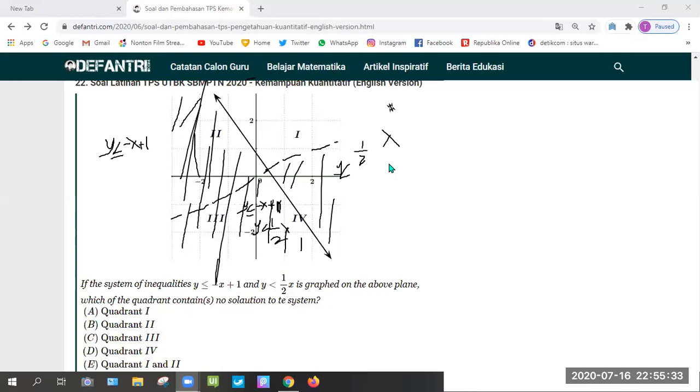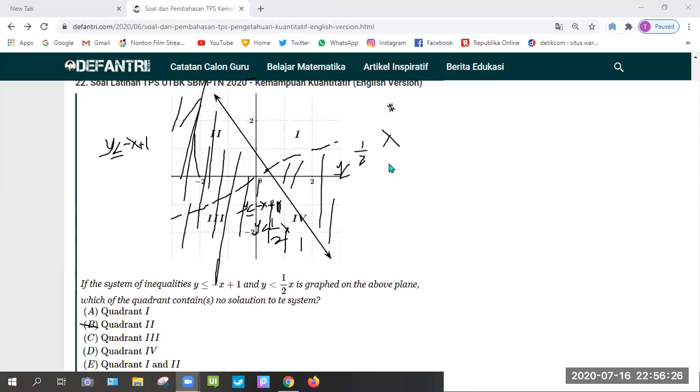So which of the quadrants has no solution to the system? Here. Okay, here, because... wait, I'm sorry. The answer is in quadrant 2. Okay, quadrant 2. Wow. In quadrant 2, and why does quadrant 2 have no solution?